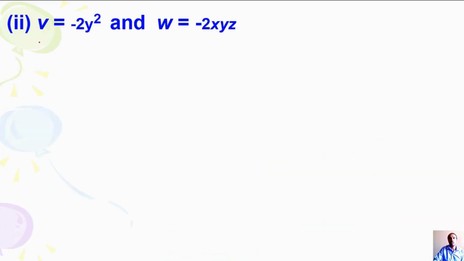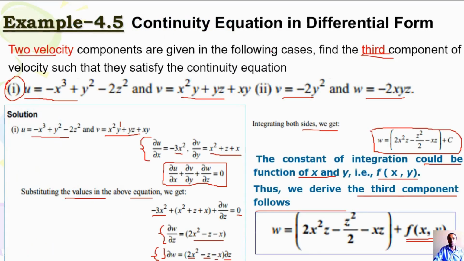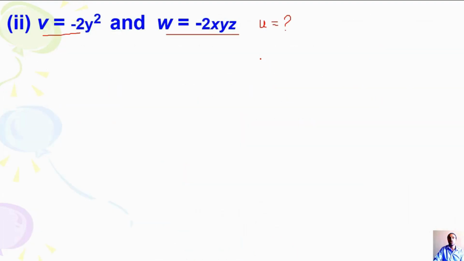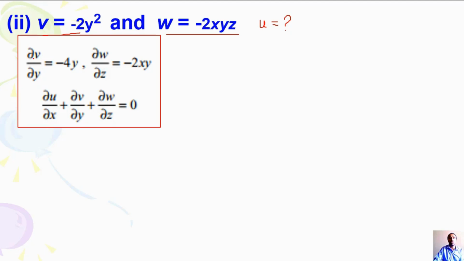Okay, the second problem is, if v is this one and w is this one, how do you get the third component u? So you are asked for u. So let us see. Del v with respect to del y gives minus 4y, then del w with respect to del z gives minus 2xy. So z will be differentiated, then substitute in this equation.